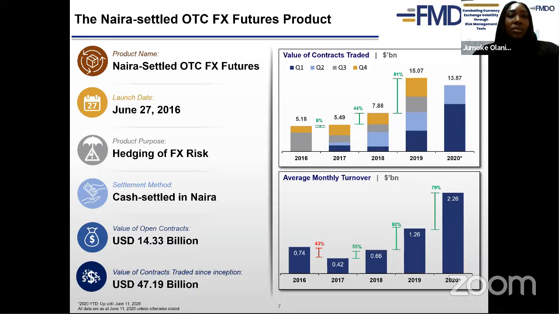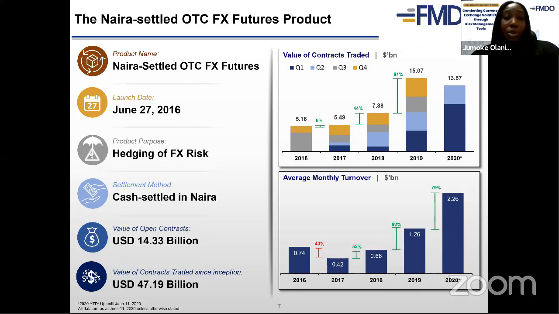So what is this product? Naira settled OTC FX futures, launched June 27, 2016. Its main purpose is for hedging foreign exchange risk. It is a cash settled product in Naira. What does this mean? The differentials on the maturity date of the contract are settled in Naira and not in dollars. As of the end of business on Thursday last week, a total of $14.3 billion worth of contracts were open in the Naira settled OTC FX futures market.